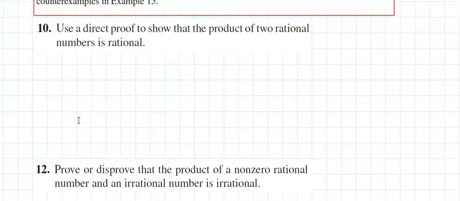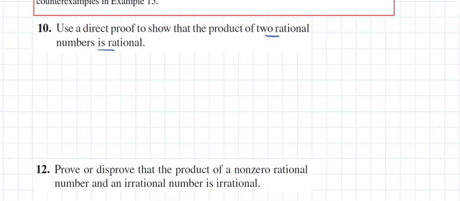Now we're going to continue on the same page, and we're going to look at some problems and do some proofs, and try to follow how they work. So in this case, it says 10. Use a direct proof to show that the product of two rational numbers is rational.